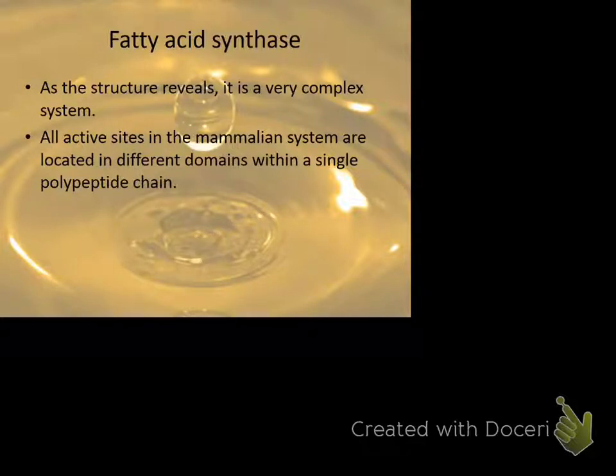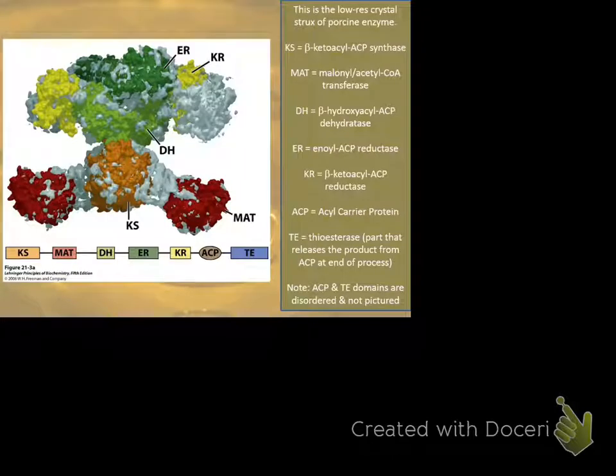And all of the active sites for the mammals are in different domains on a single polypeptide chain. These aren't multiple proteins that come together as a big complex. This is a single huge polypeptide chain for mammals. This is the part that's been crystallized. Okay, and I do want you to know the different domains. So there are 6 domains of a single enzyme here for us. This one is, once again, from the pig, but it is similar to ours.